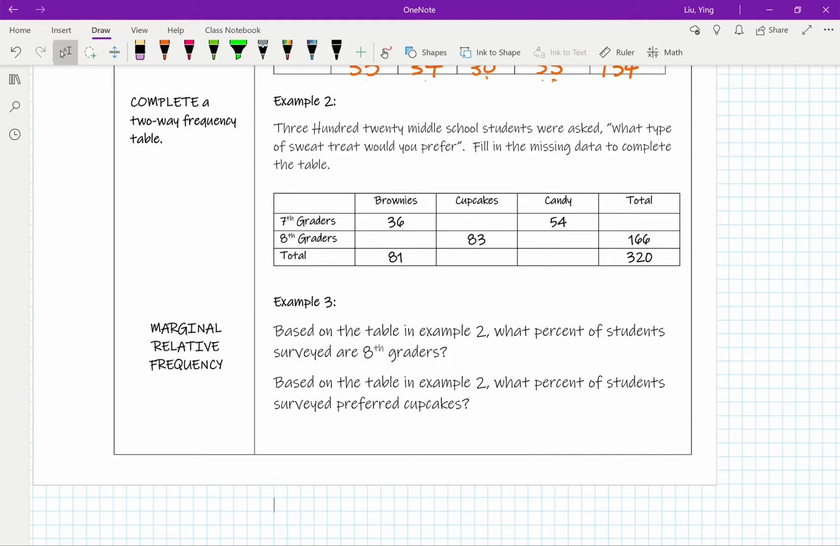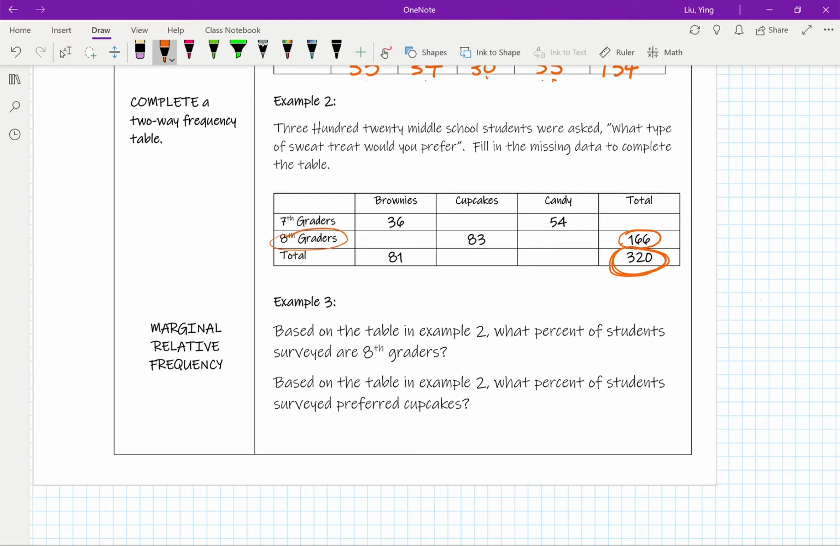So sometimes we have a table that gave us pieces of information, but then there are so many blanks that we need to fill out. So it's kind of interesting. It's like solving a puzzle. So let's start with what we know. So it gave us the total. So all in all, 320 students were asked, and 166 8th graders were asked.